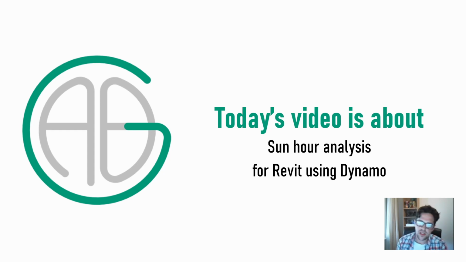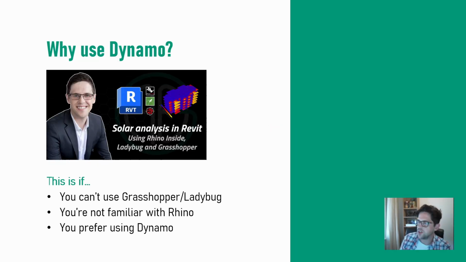Running sun hour analysis for Revit using Dynamo. It's actually a query that came up on the forums a long time ago, probably about a month or two ago now, and at the time the moderators on the forum recommended using VASA or voxel analysis, which in my opinion is a pretty wasteful approach. So I decided to show that it's completely possible to do this in Dynamo without resorting to complex methods such as that, but also that you don't technically need Grasshopper and Ladybug if you absolutely don't want to use it.